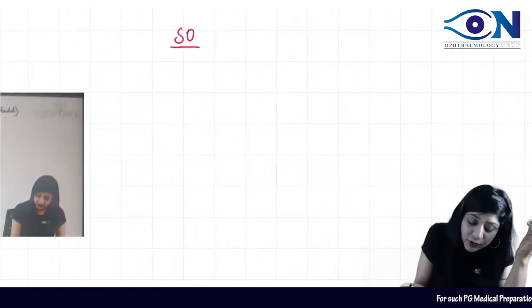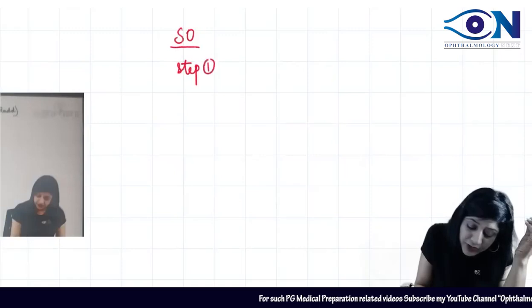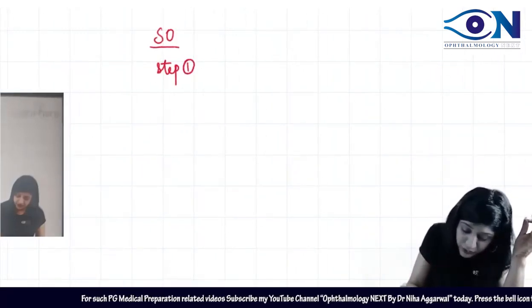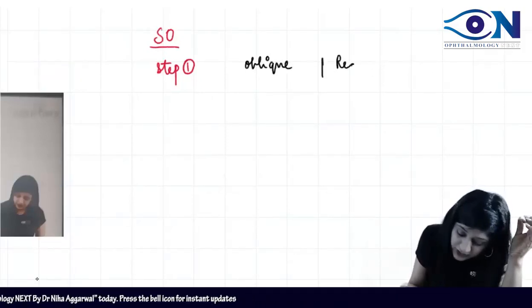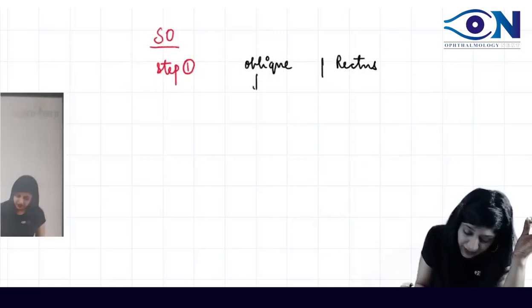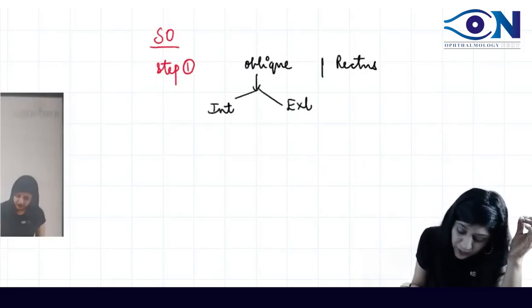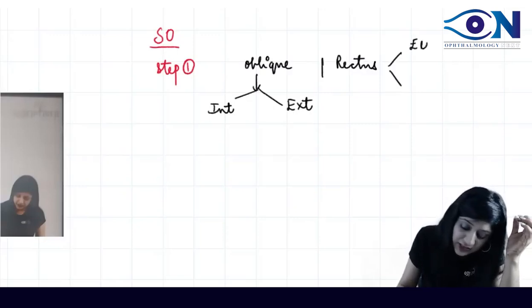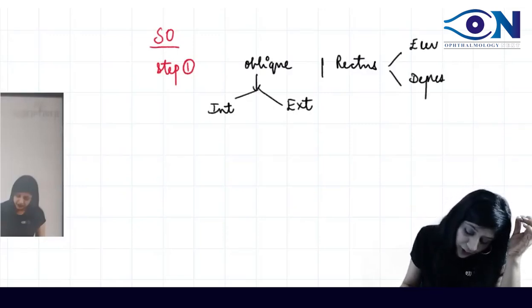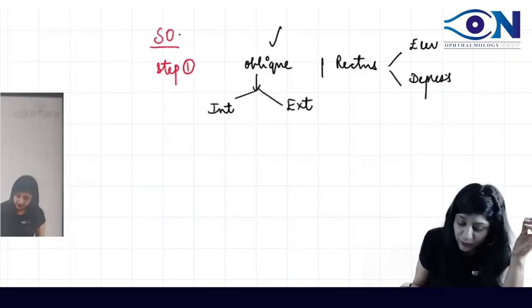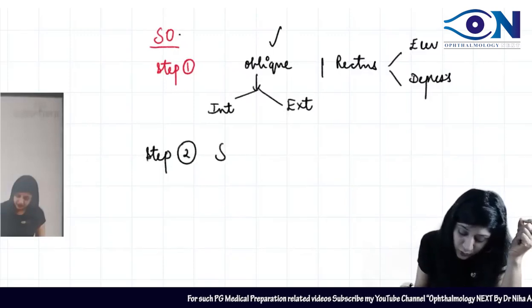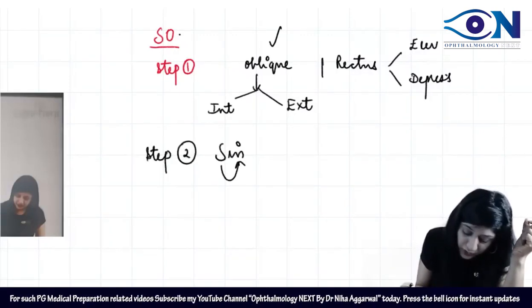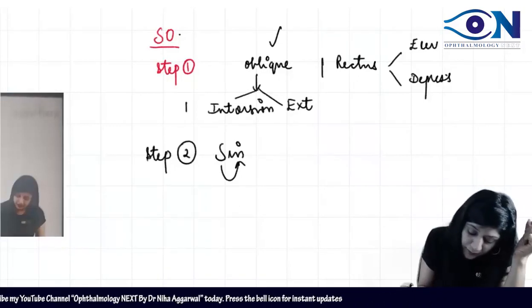Superior oblique. Now what is your step number 1? Whenever you have to look for the actions, you have to see whether it's an oblique or a rectus. Okay? So if it's an oblique, then you have to go for either the intorsion or the extorsion as the primary action. If it is a rectus, then either the elevation or the depression. Because mine is the oblique, you have to go for this. Then look for step 2. Step 2 says that superiors are intorters. So intorsion will become my primary action.